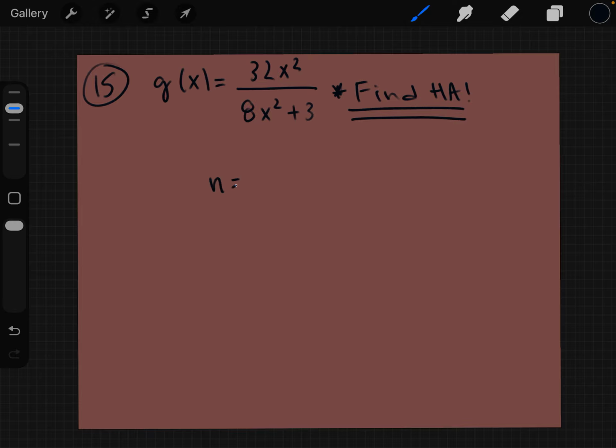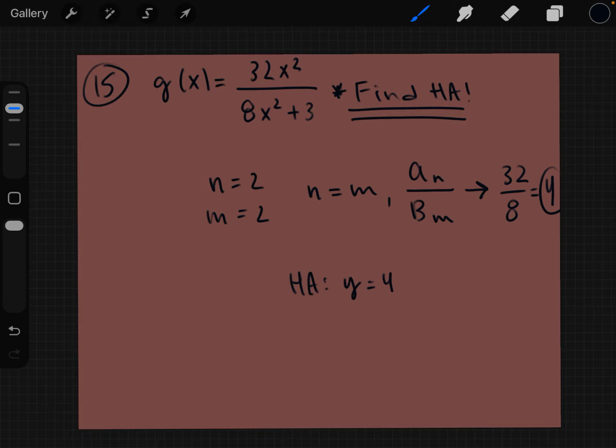Okay, exponent on top is a 2, exponent on bottom is a 2. When n is equal to m, we take the leading coefficient of each and divide them by each other, so that would be 32 divided by 8, which is equal to 4. So our horizontal asymptote is y is equal to 4.